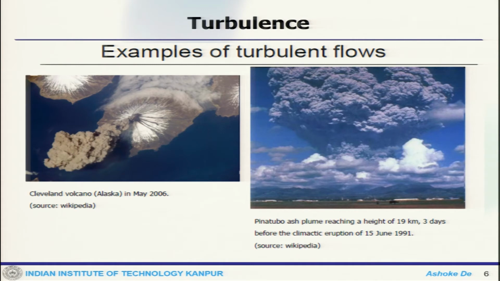Now, going to some different examples of turbulent flow, these are again what you see in nature very often. This is a volcano that erupted in Alaska in 2006, and you see this kind of smoke and all these things. This is nothing but the system being turbulent.